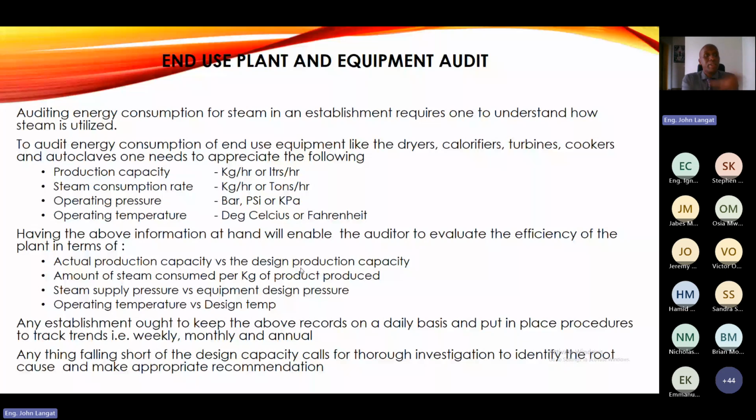So to audit energy consumption in end-use equipment like dryers, calorifiers, turbine cookers, and autoclaves, one needs to appreciate the following. If you are talking about, let me talk about a dryer. It can be a dryer, pasteurizer, or whatever. You need to understand the production capacity, how much that is producing. And these records must be kept. If you are auditing any plant, you must ask for this record. What are your production records? If they don't have, then you might have to measure.